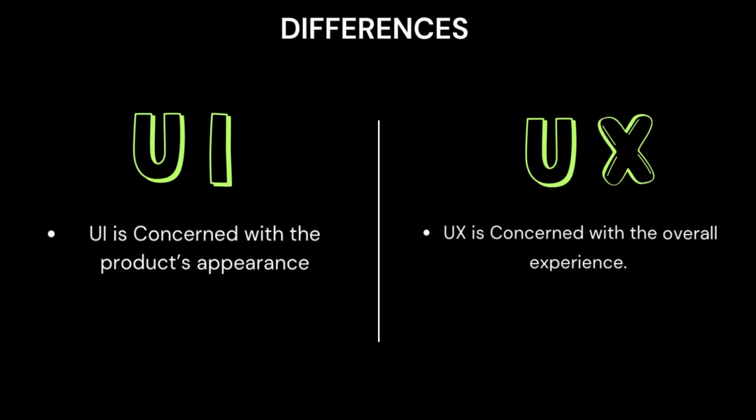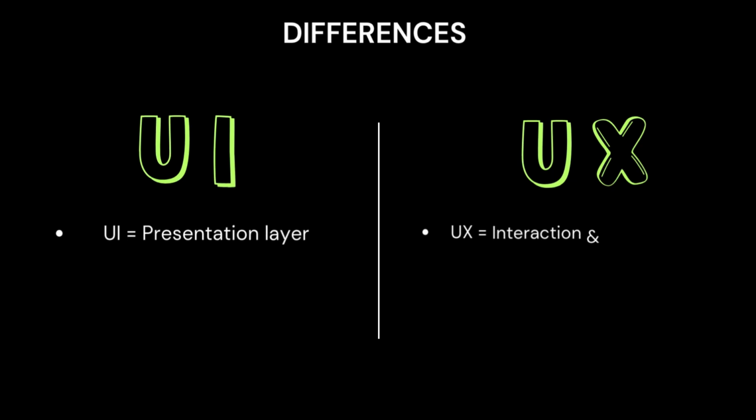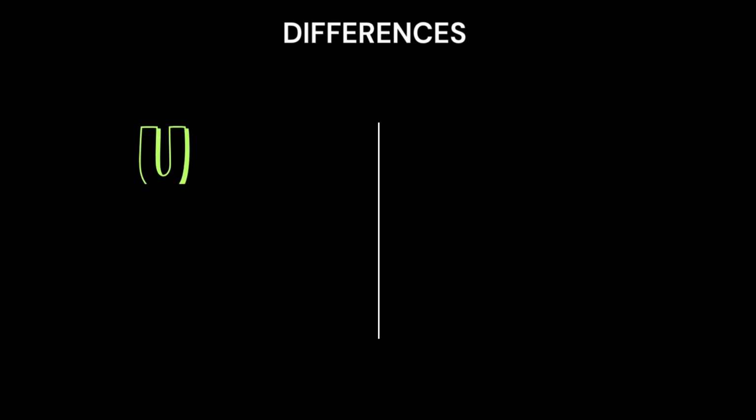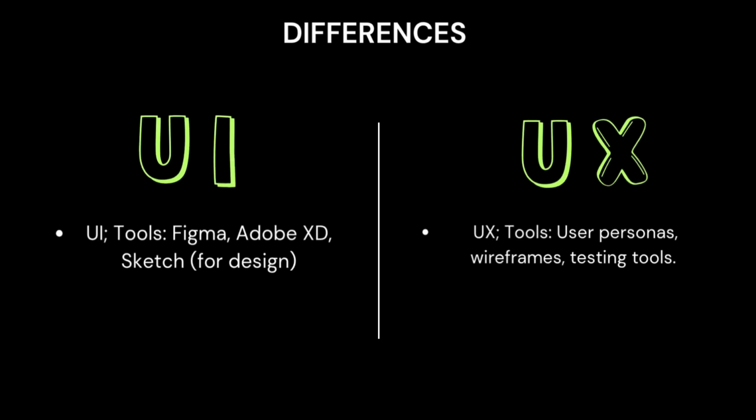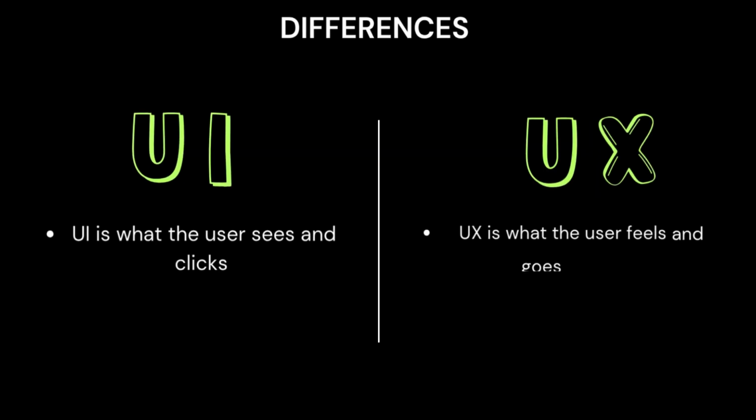So UI is concerned with product appearance, while UX is concerned with the overall experience. I've said that earlier. UI is the presentation layer, while UX is the interaction and satisfaction layer. UI uses tools like Adobe XD, Figma, Sketch, while UX uses tools like user persona, wireframing, user testing, carrying out moderated or unmoderated testing. I've talked about all this earlier. UI is what the user sees, while UX is what the user feels and goes through.